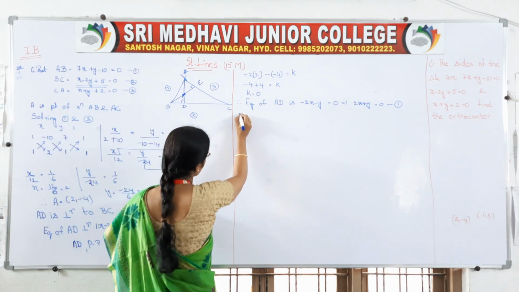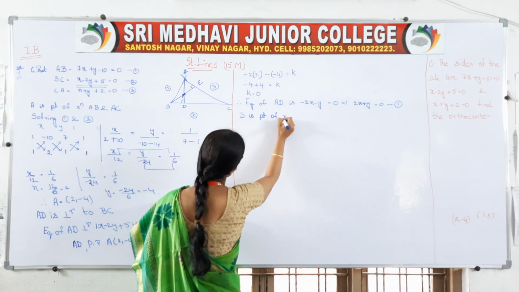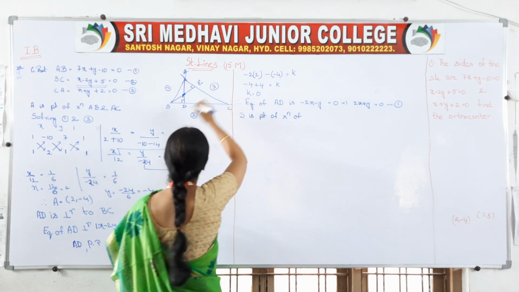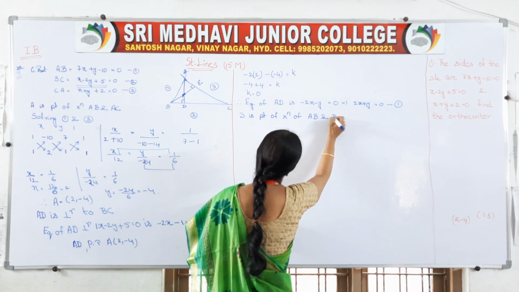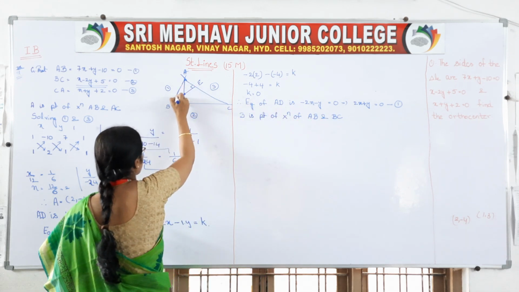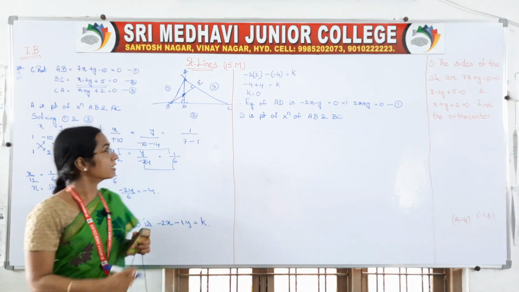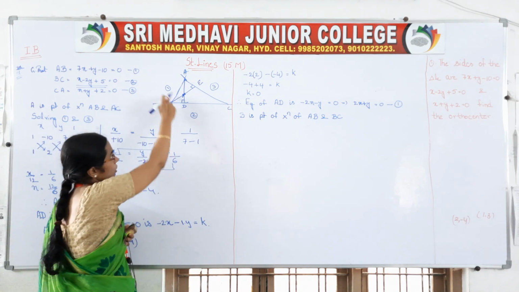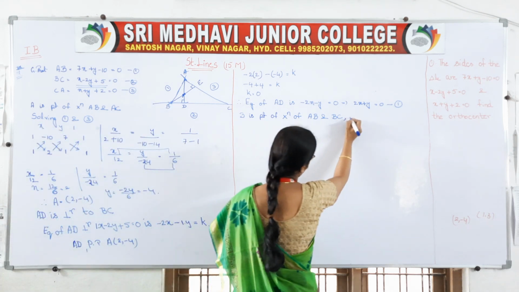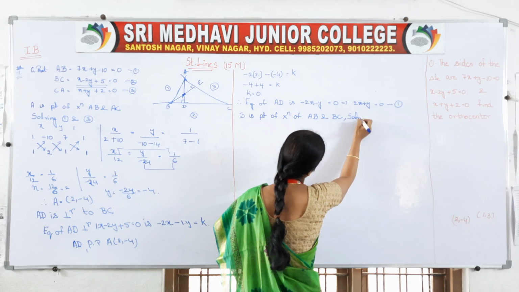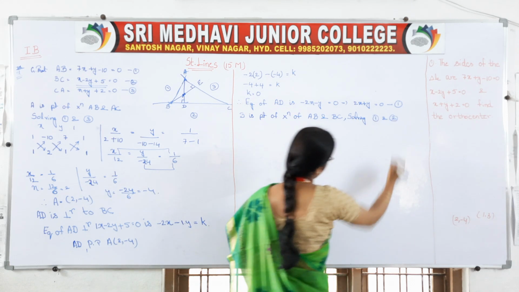How we will get it? So B is the point of intersection of, what is that? AB and BC, isn't it? If you take this line and this line, this is the point of intersection. So 1 and 2, point of intersection of 1 and 2. So solving 1 and 2, we will get our B point.